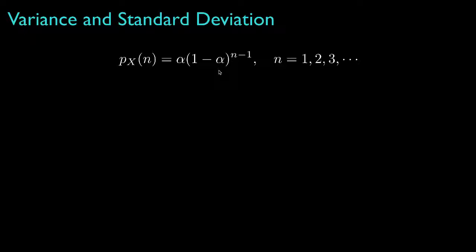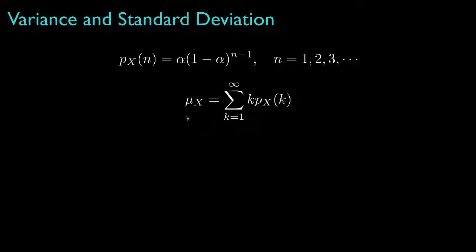Now, we can derive the probability mass function for this random variable by noting that if the first success is on the nth trial, then the first n-1 trials must be failures with probability 1 minus alpha, and the final success has a probability of alpha.